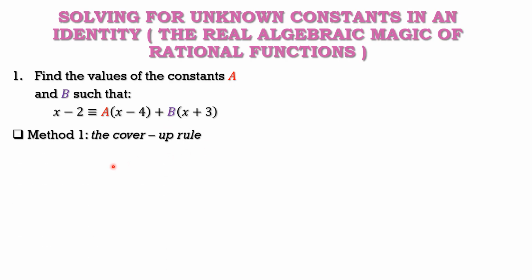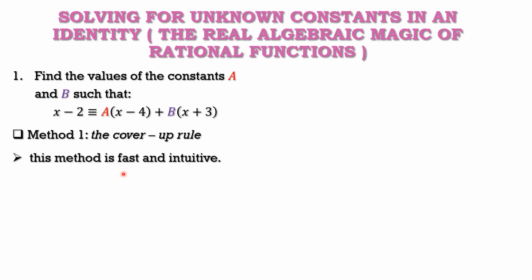Now let's look at the method to be used to solve this particular problem, or to find the constants a and b. We are going to use two particular methods here, and the first one is known as the cover up rule. Cover up rule. It's like using your eye to see an object in a bottle that is not too plain. You have to close one of the eyes before you can use your one eye to see the object in the bottle. And that is the same format that we are going to use here.